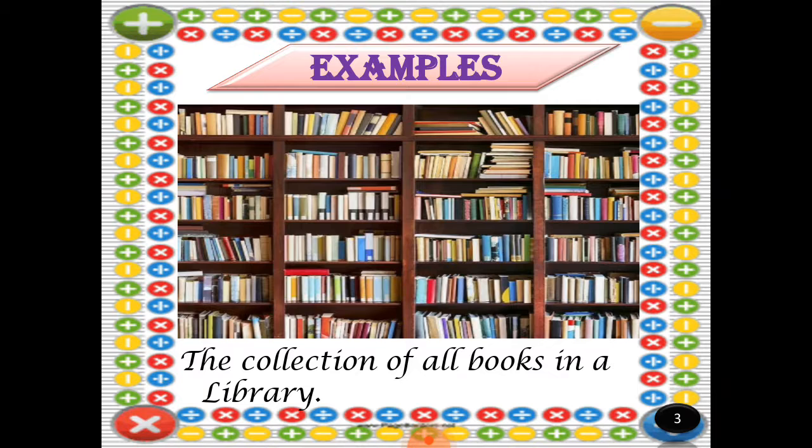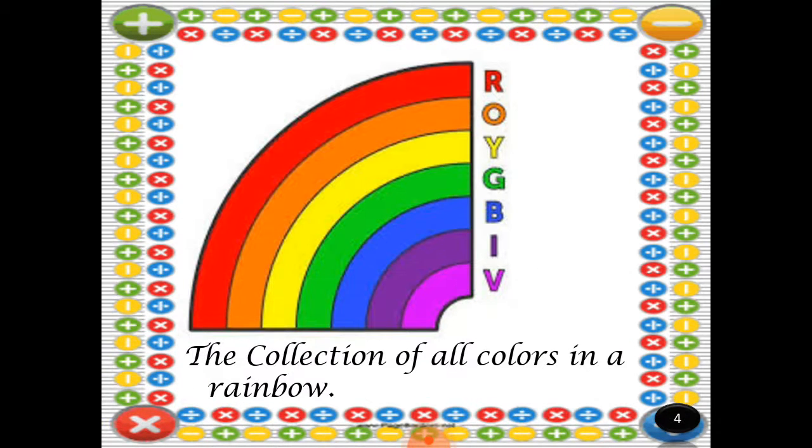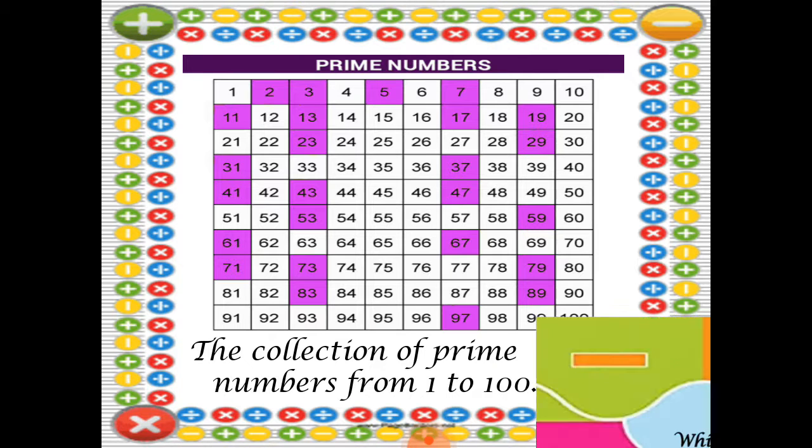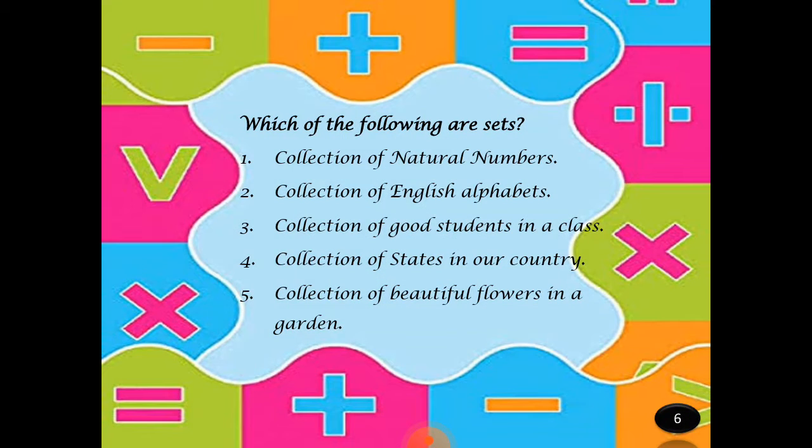Let's see some of the examples of sets. First one is the collection of all books in a library. Next, the collection of all colors in a rainbow. Next one is the collection of prime numbers from 1 to 100. Here the pink color refers to the prime numbers. Next let us see a question.